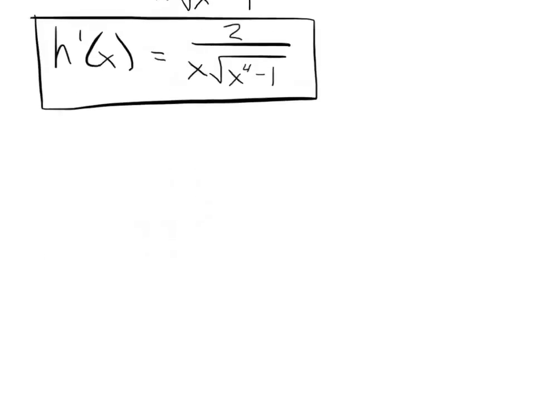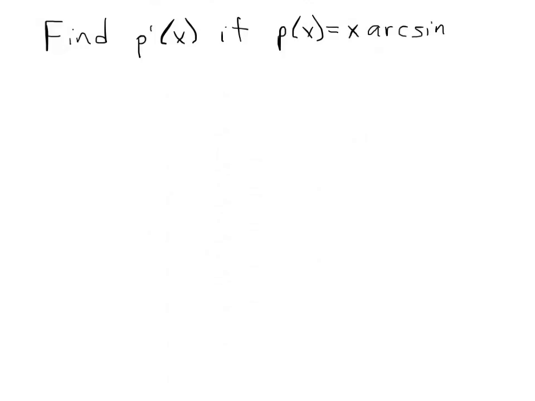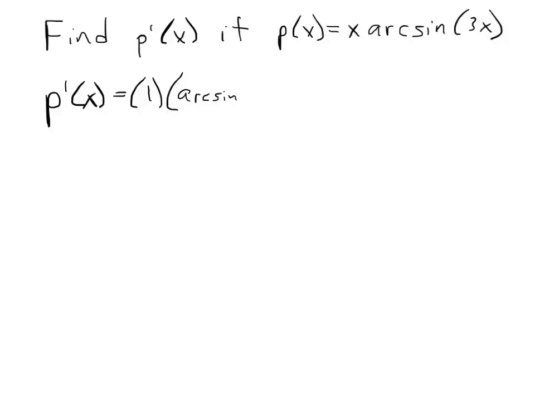This last one is an example of a product rule, so I figured I'd give you one of those. So here we go. Find, I suppose we'll call it p prime of x for the product rule. Find p prime of x if p of x is x times the arc sine of 3x. Well, there are two things being multiplied, x and arc sine 3x. So when we take the derivative, we will take the derivative of the first thing, 1, and leave the other thing alone, arc sine 3x, plus, we'll leave the x alone, times the derivative of arc sine 3x.